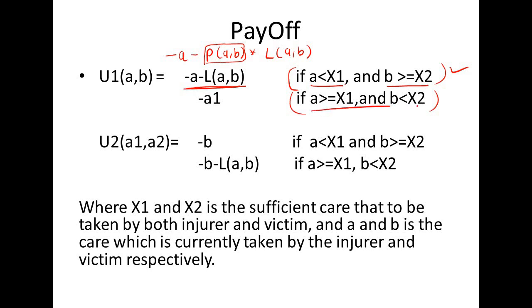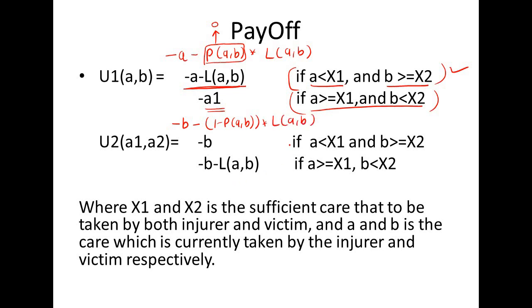Now the second case, in which the injurer is sufficiently careful and the victim is careless. The fraction value will become 0, and this will be the payoff for player 1. Again, now we calculate the payoff for the victim. We know the function: (1 - p(a, b)) multiplied by L(a, b).